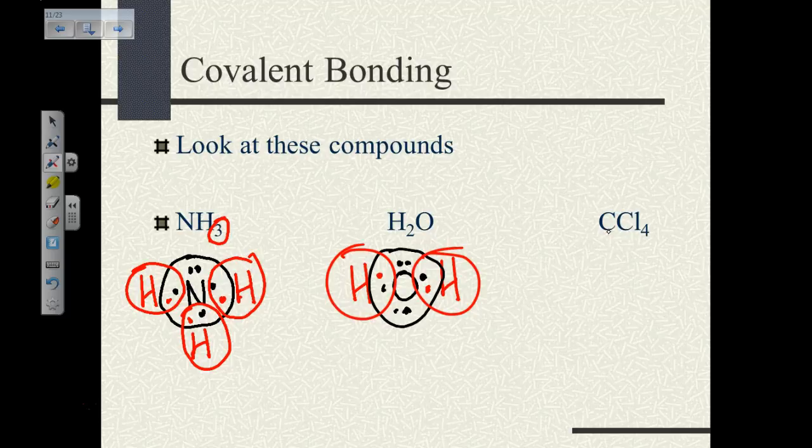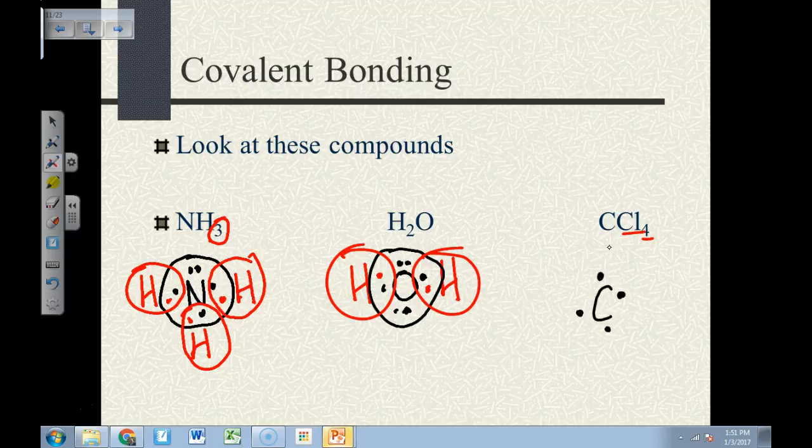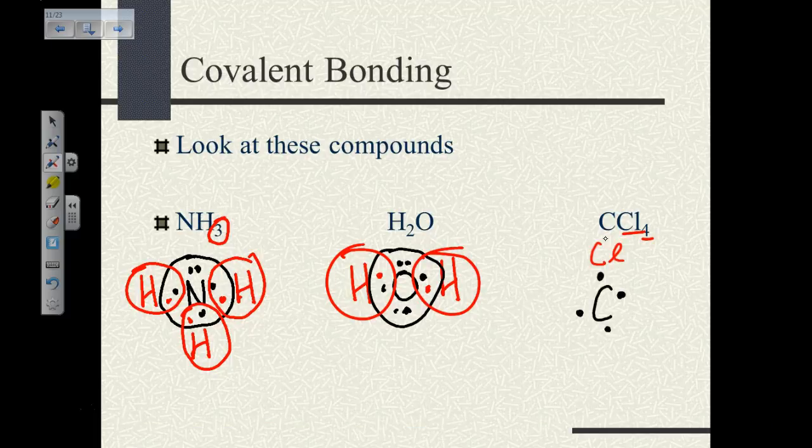Okay, so now let's take a look at this guy. This is carbon tetrachloride. Okay, this one's going to take a little bit longer, but carbon has 1, 2, 3, 4 valence electrons, and chlorine has 7. So we're going to go 1, 2, 3, 4, 5, but this one's already full now, 6, 7. Oh, look!